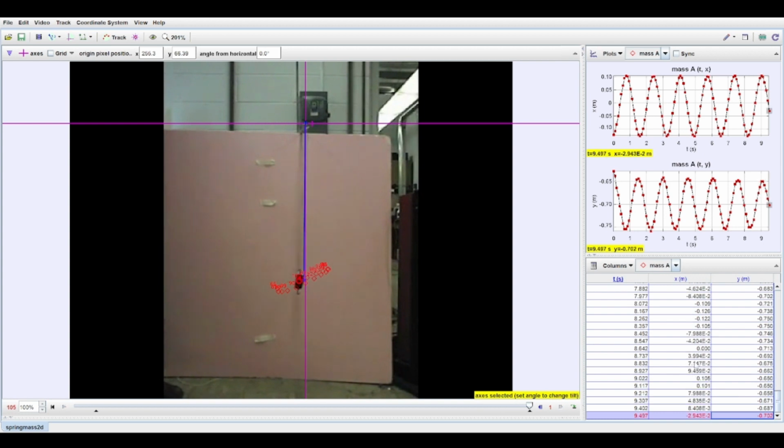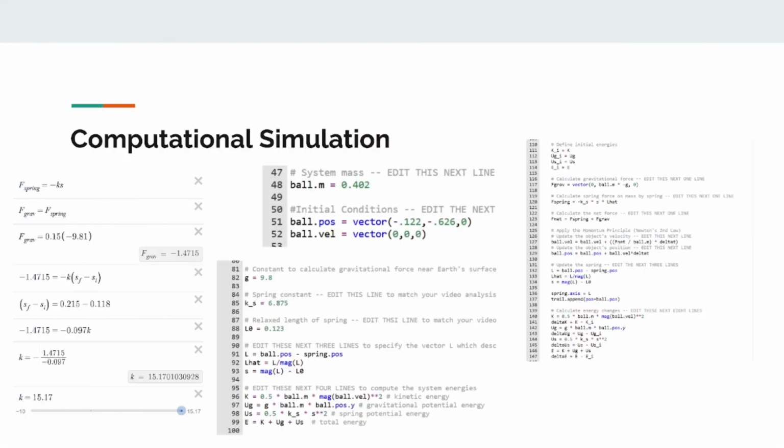At the bottom here, you can see a spreadsheet of all the different positions at different times. So here are the values and calculations for the computational simulation. To the left, you can see the computations we need to make to get the spring constant. If you look in the middle, you can see the mass of the ball, which was gotten from the pre-lecture videos, and you can also see the position of the ball, which we found in Tracker. And if you look below that, you can see the gravitational constant.